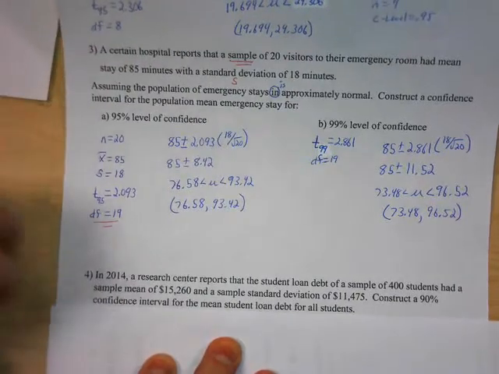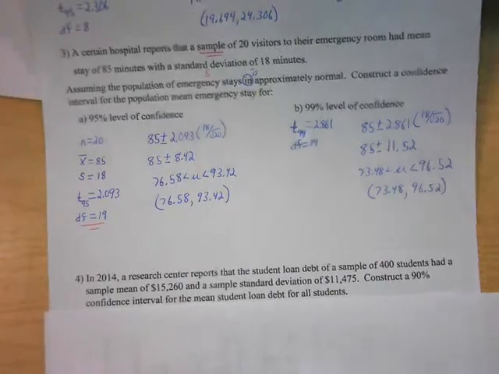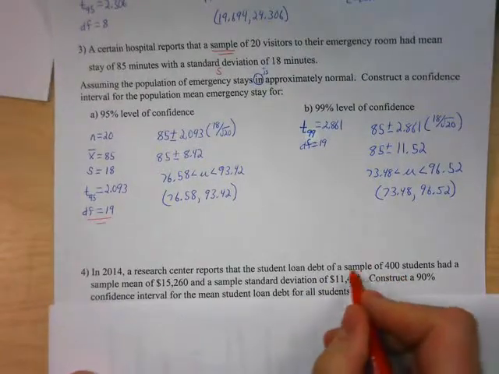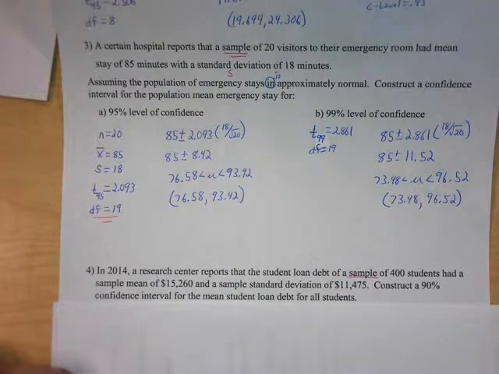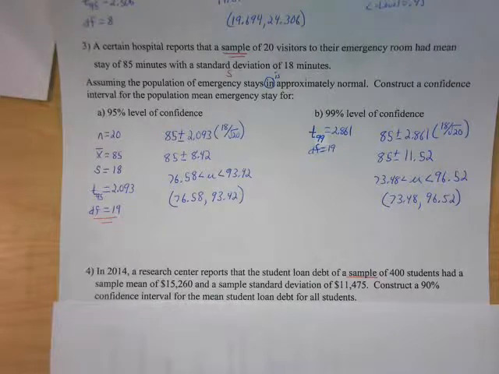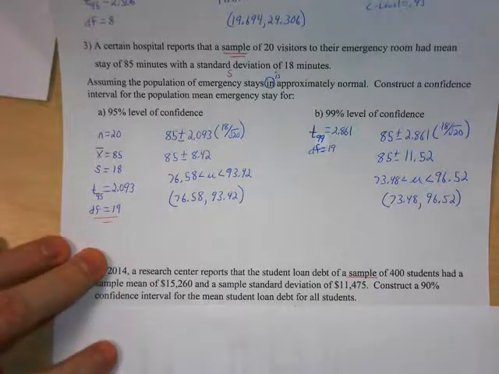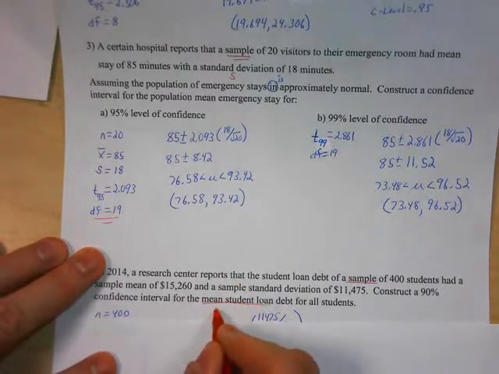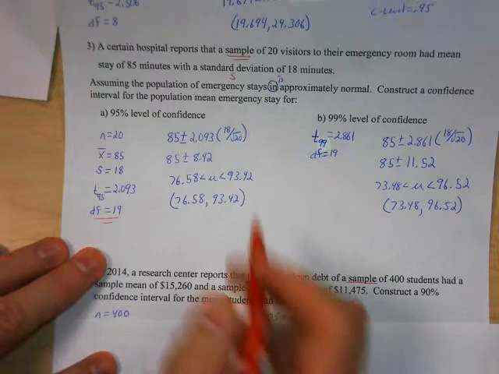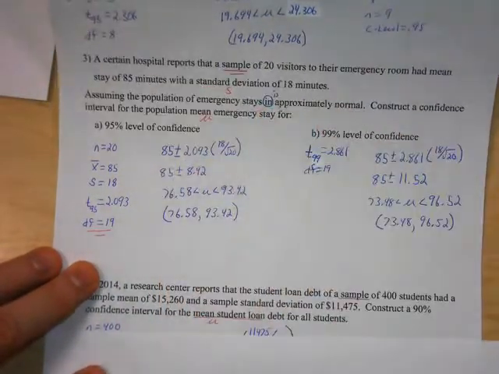Okay, so number 4, we took a sample of 400 students, and their student loan debt of that sample had a mean of 15,260 and a sample standard deviation of 11,475. We'll construct a 90% confidence interval for the mean student loan debt for all students. So the mean student loan debt means we're trying to estimate mu. Just like up here, the mean emergency stay, we're trying to estimate mu.